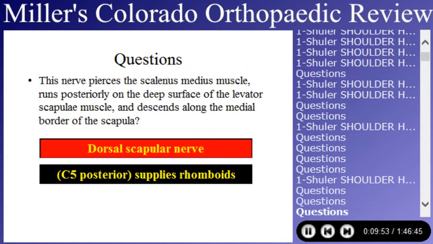This is one I had to spot during my exam. I just remember it because I didn't know what it was. The nerve pierces the scalenus medius muscle, runs posteriorly on the deep surface of levator scapulae, and descends along the medial border of the scapula. Dorsal scapular nerve to the rhomboids, C5.